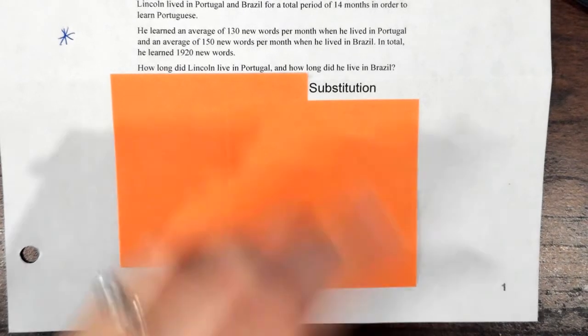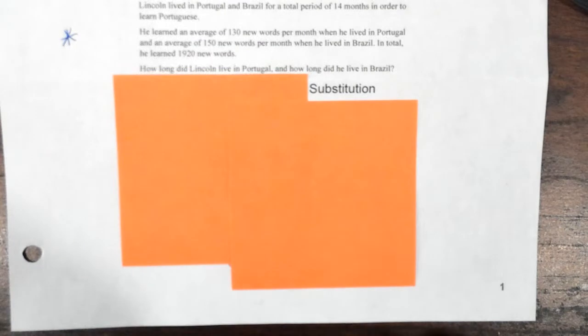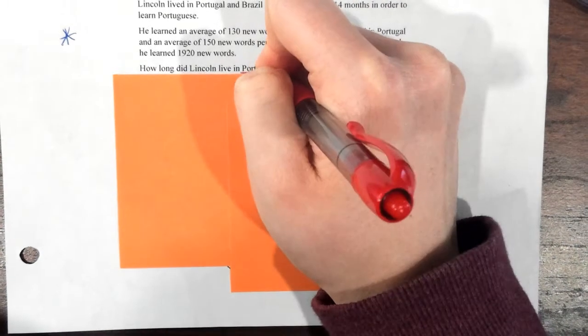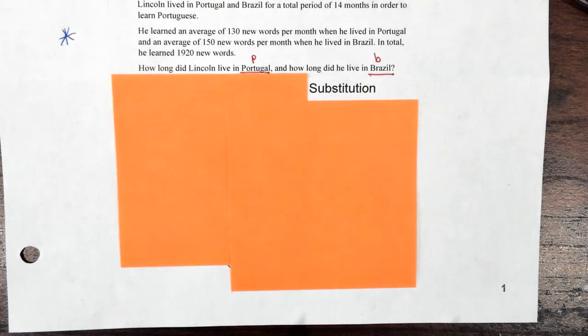So we're going to do this one with substitution, but first we have to write our two equations. So I want you to be thinking about the two variables that we're talking about are how long he lived in Portugal, so I'm going to use P, and how long he lived in Brazil, so I'm going to use B, and see if you can write these two equations. So go ahead, pause the video, try writing the two equations, and then click play.